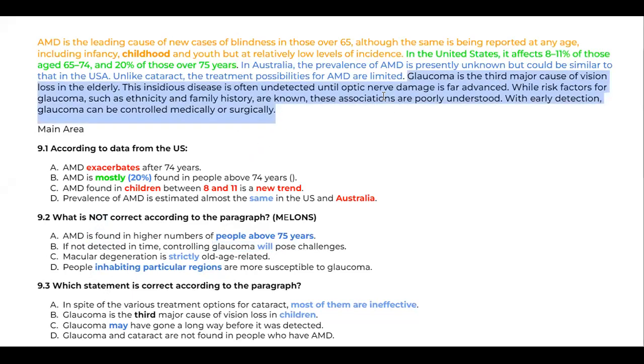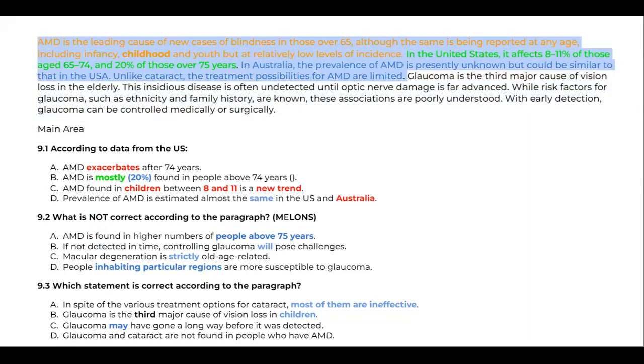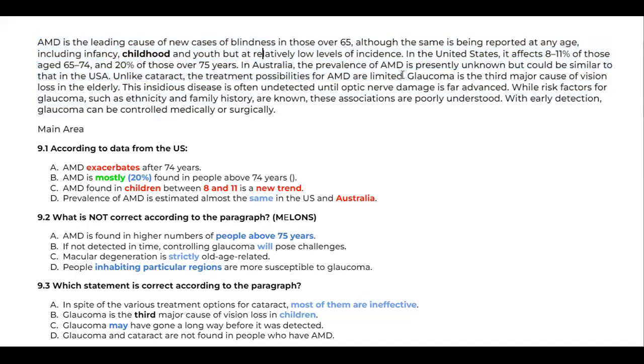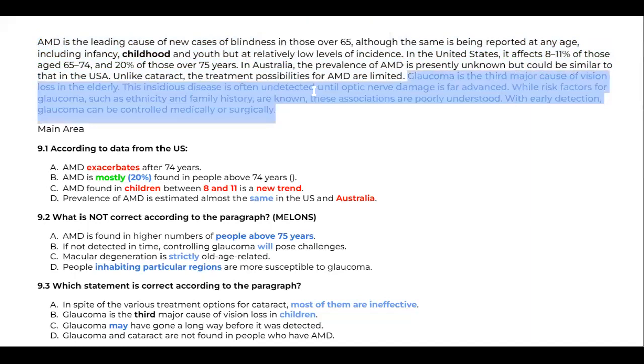So what is the main area here? Yeah, this is the main area where we have to find out the answer. So this will be the glaucoma. From here onwards, it's all about glaucoma now. This is a glaucoma area. Find out. If not detected in time, controlling glaucoma will pose challenges. Where is it?